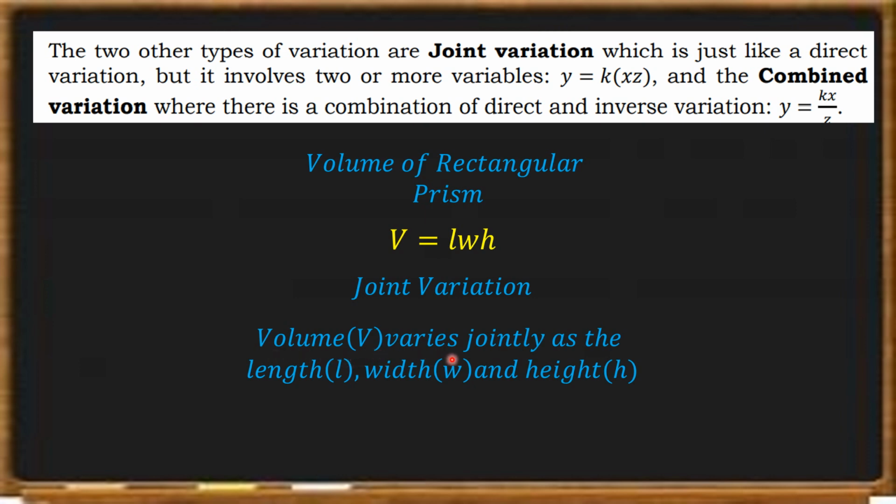Volume V varies jointly as the length L with W and height H. Ba't nawala yung K? So, ang K nyo dyan, automatic 1. Hindi na sinulat yung K, so meron tayong K dyan as 1. Okay, so huwag kayo malito na wala yung K. Pag walang K, automatic 1 na yon.